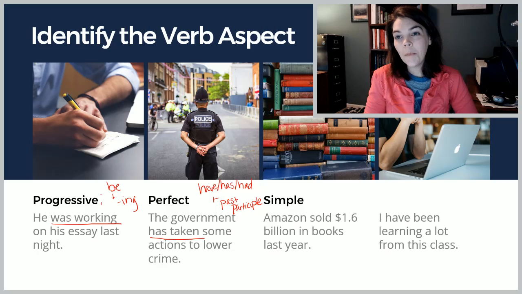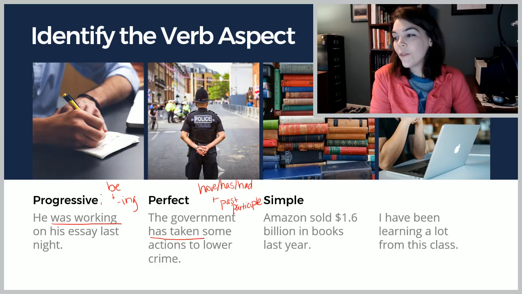It's simple. All right, and our verb is sold. We don't see any other parts of the verb except just the verb to sell within the past tense.